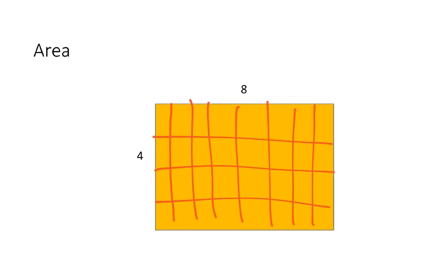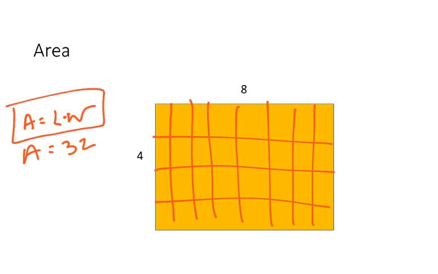But we know that in order to find the area of a rectangle, it's length times width. So the area of this rectangle is 32. That's going to be the foundational thing that we're going to build on, the area being the length times the width. That's so important as we look through this. And so there's a relationship between 4 and 8 and this area being 32, and it's multiplication.